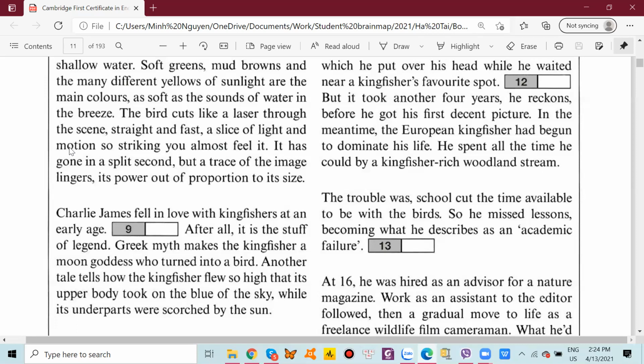What is it, so striking? Something strikes you. Striking. What is the meaning? I mean, striking is a synonym of remarkable. Remarkable? Nice. And it attracts much attention from others. Oh, very good.